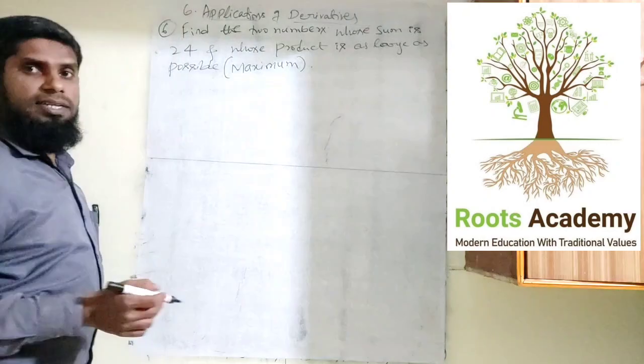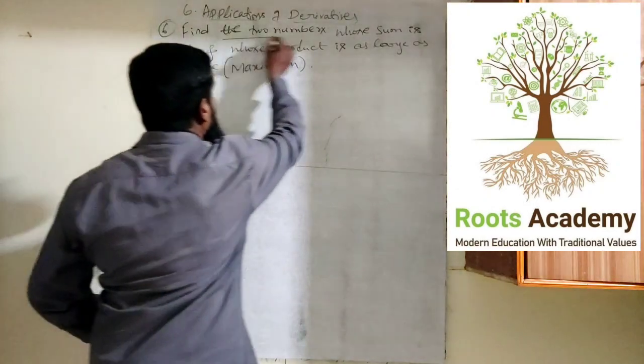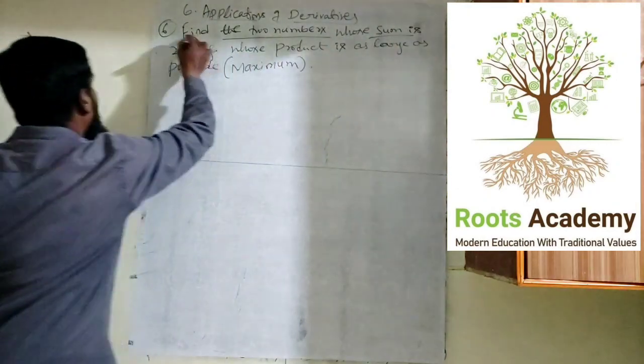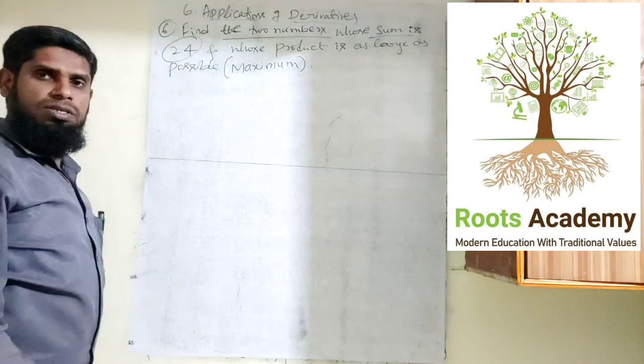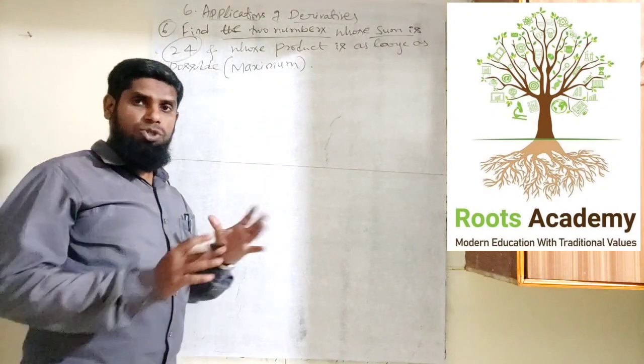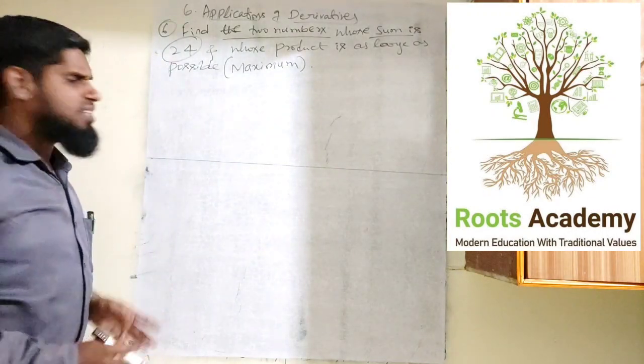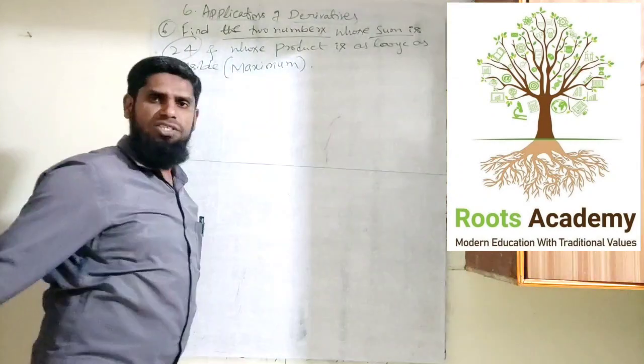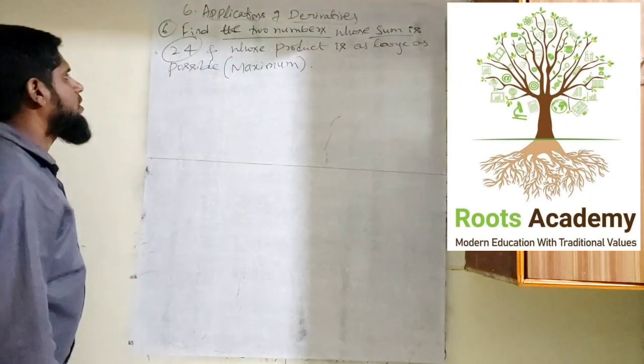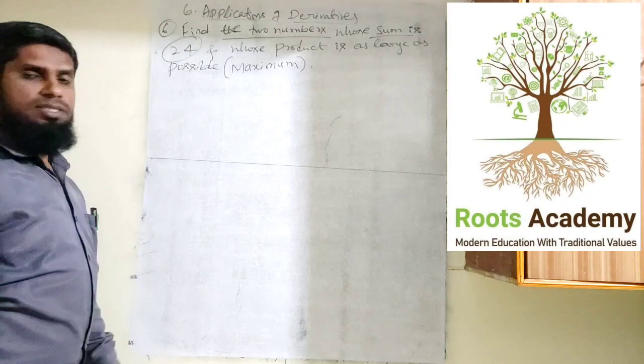So what he is telling is that there are two numbers. If I add those two numbers, I will get 24 as the answer. And the same two numbers, if I multiply, then I will get the maximum value of the function. So let us see how to solve this.